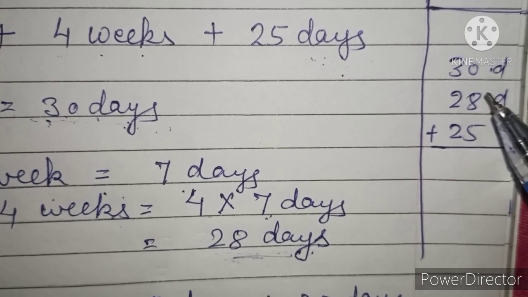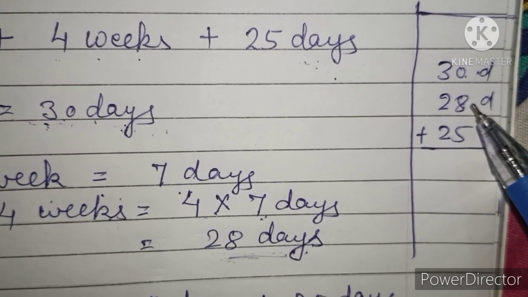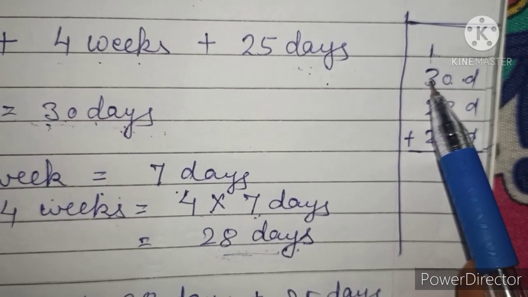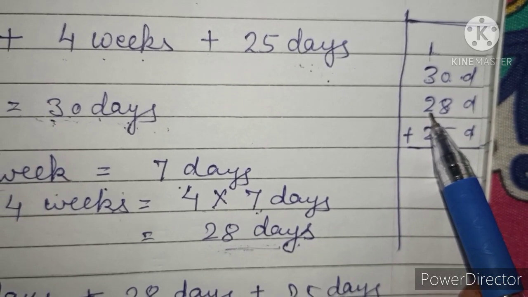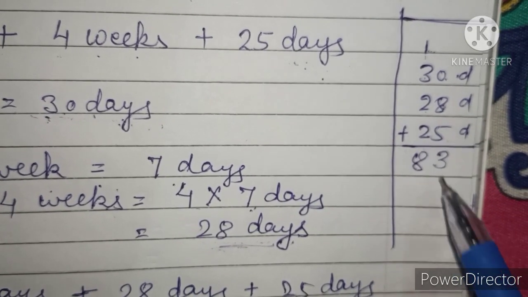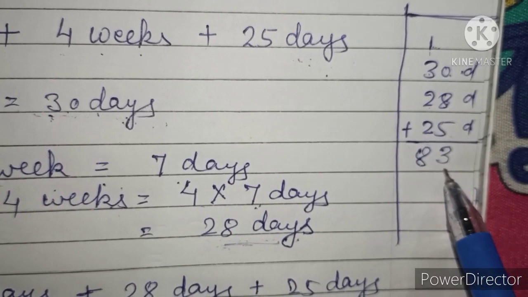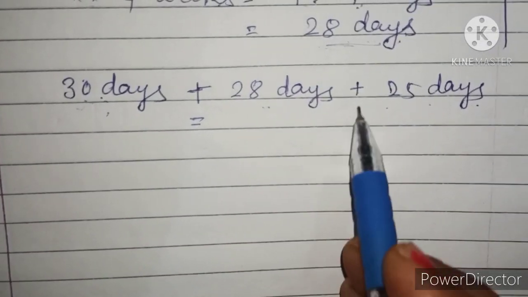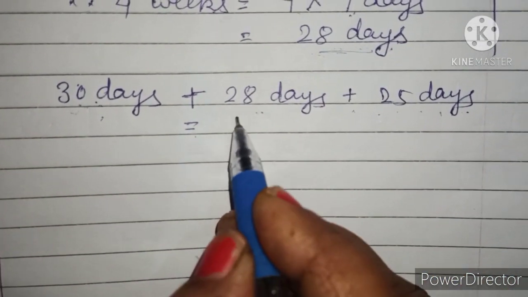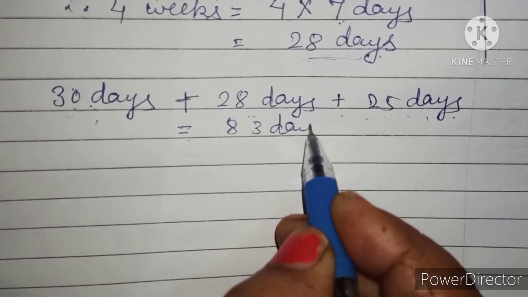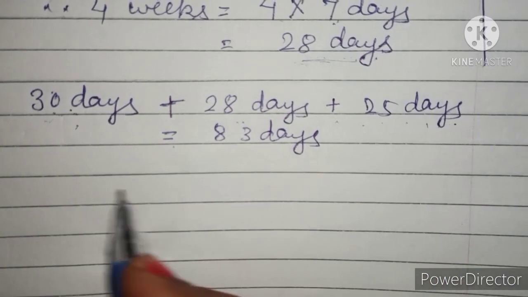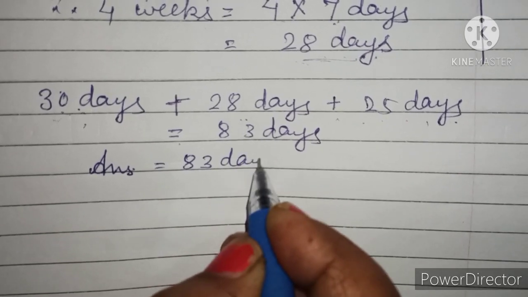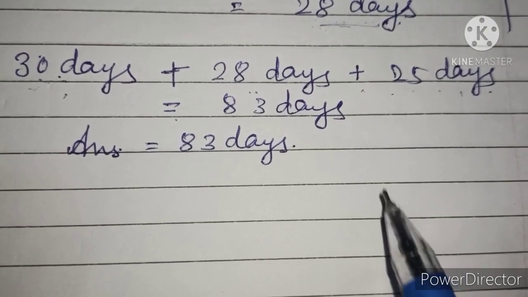Let's start to add. 0, 8, 8, 5, 13. 1 carry. 1, 3, 4. 4 plus 2 is 6. 6 plus 2 is 8. 83 days. So 30 days plus 28 days plus 25 days is equal to 83 days. Now we have to write here the answer. 83 days. Is that clear, student?